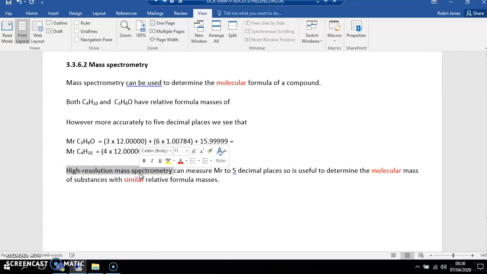If you use a high resolution mass spectrometer, it will measure to 5 decimal places, and I can tell the difference between the relative formula masses of each of these two compounds now, and tell whether I had C3H6O or C4H10. Work out the missing numbers.